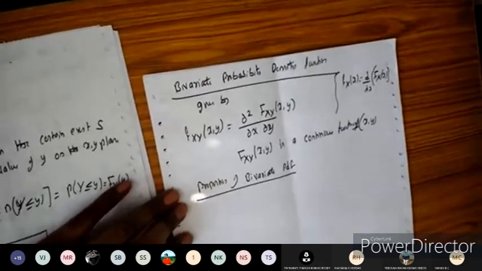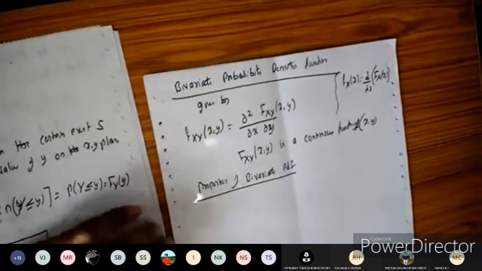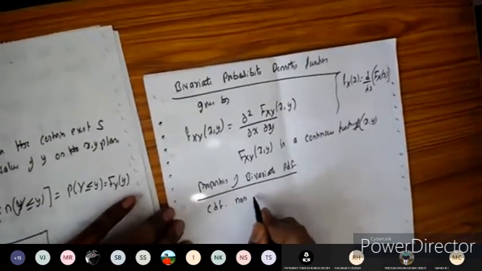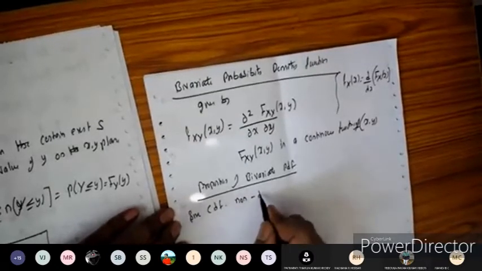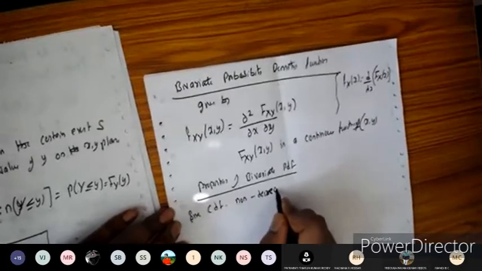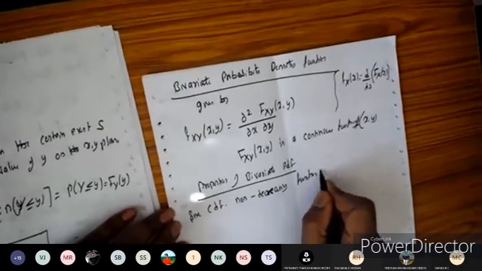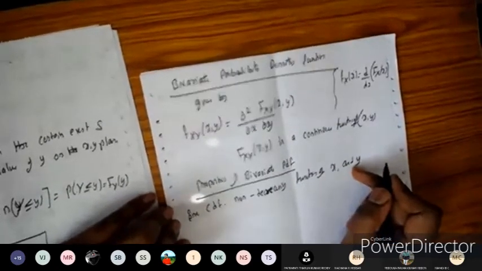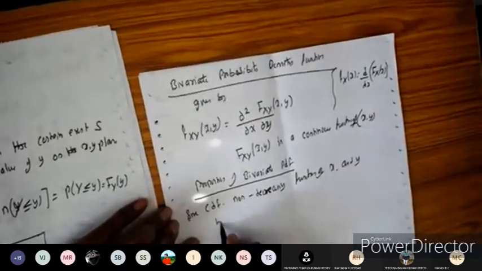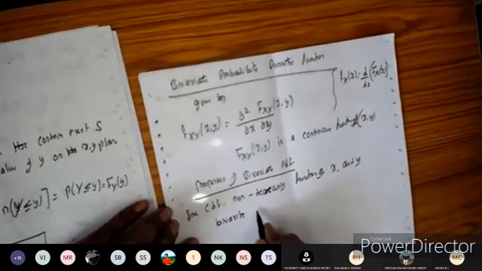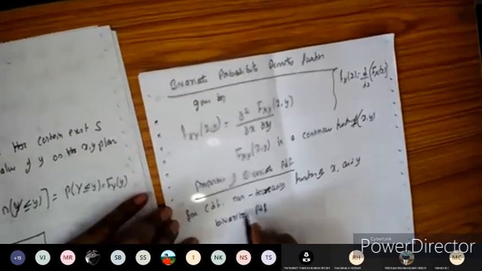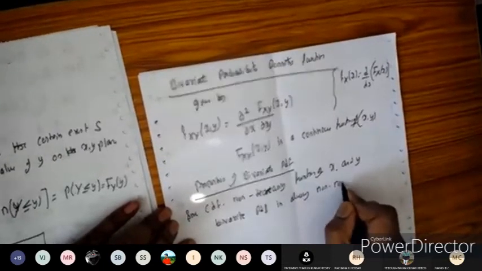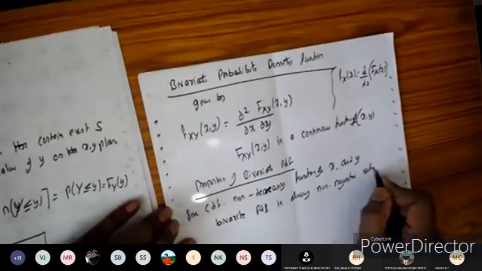One of the properties is that since the CDF is a non-decreasing function of x and y, the bivariate PDF is also non-negative. It's always a non-negative value.